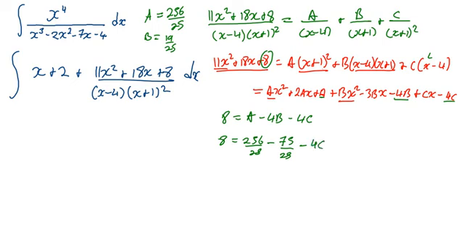Okay, so here we can say 256 minus 75, we are going to get 181. So it will be 8 minus 181 divided by 25 is equals to 4c. Okay, so here I can say my 8 multiplied by 25 is 200 minus 181. I'm going to get 19 over 25 is equals to 4c there.